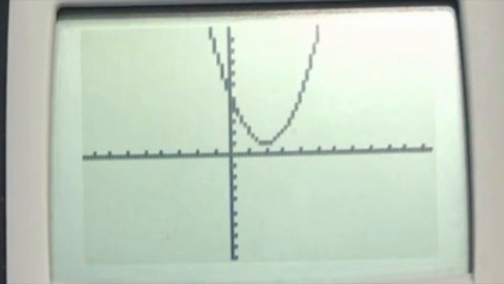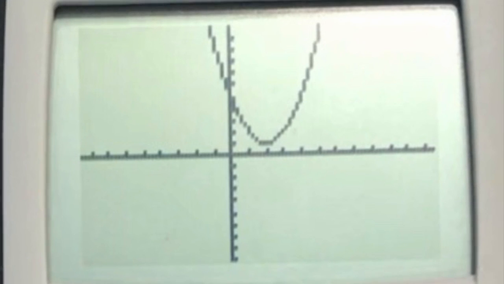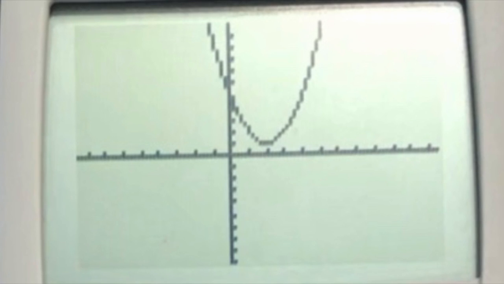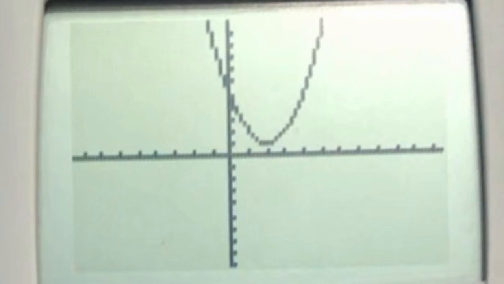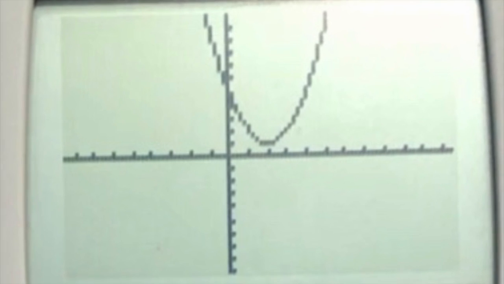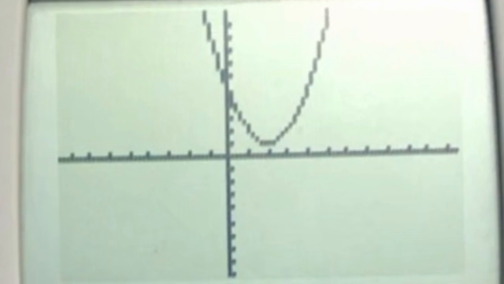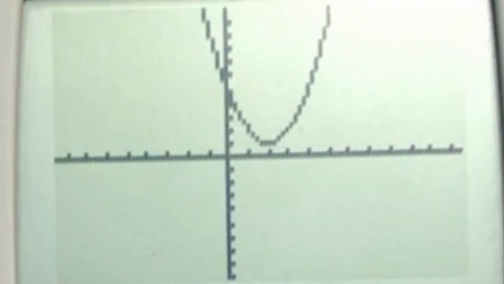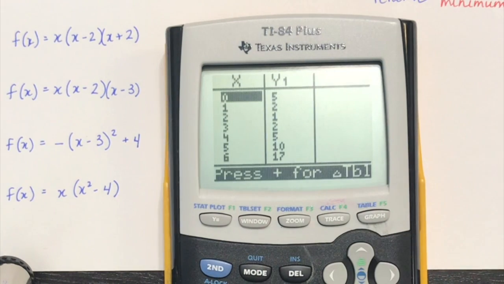When we go up close, we can see the y-intercept looks like a 5 to me. Sometimes it's a lot clearer to go into the table function, and so we're going to go ahead and do that. But we do notice that this function goes down, is decreasing, and then at the lowest point, it starts increasing. So let's go into that table and actually look at the points.